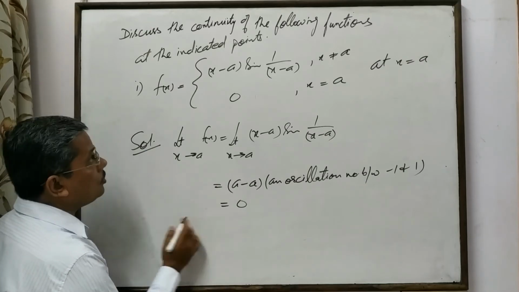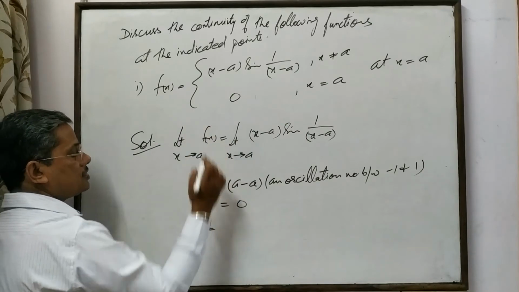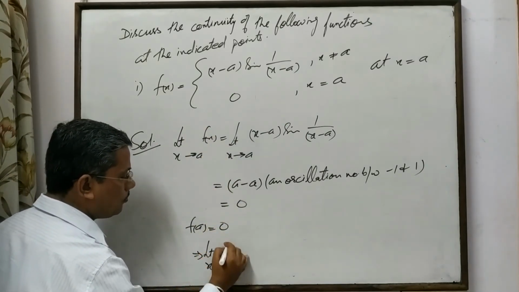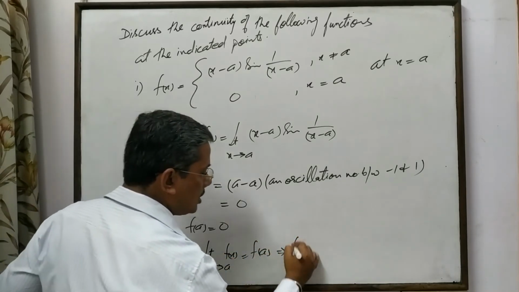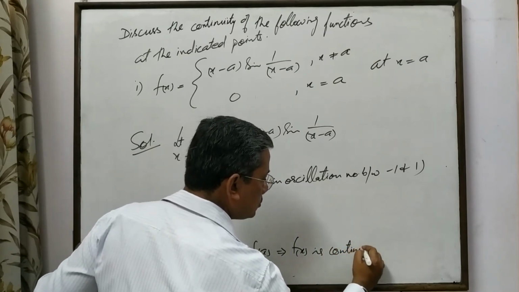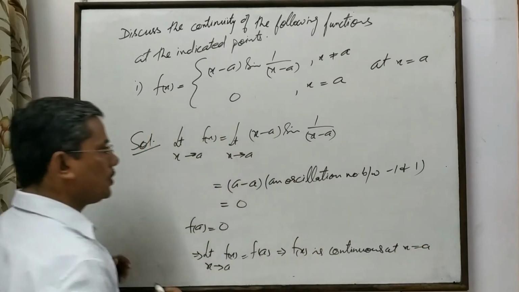And what about f of a? It is defined when x is equal to a, f of x is equal to 0. This implies limit x tend to a f of x is equal to f of a, which implies f of x is continuous at x is equal to a.